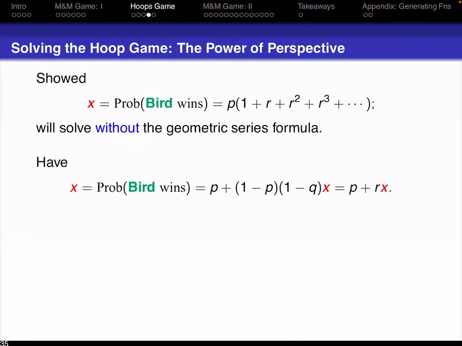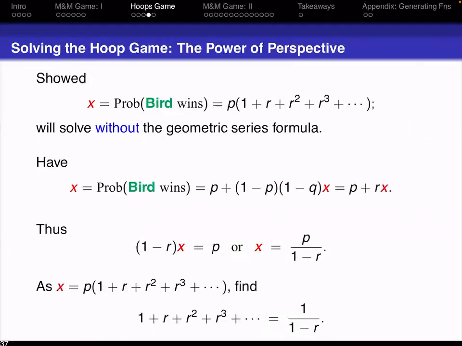If we solve for X, we just get X equals P over 1 minus R. This is the probability that Bird wins. And then as a nice consequence, we get that the geometric series, if R is less than 1, is just 1 over 1 minus R. We've technically only proven this when R is a non-negative number. I think if R equals 0, it's okay.